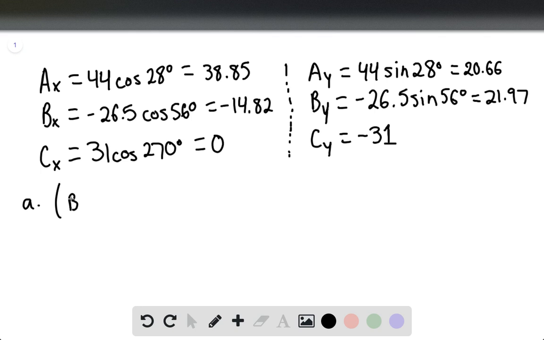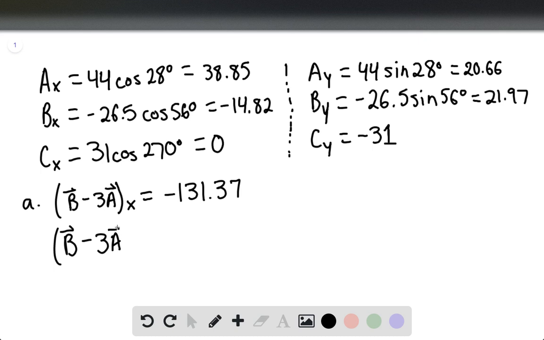So for b minus 3a in the x direction, this would equal negative 131.37. So it'd simply be b minus 3 times a. And then b minus 3a in the y would be negative 40.01.